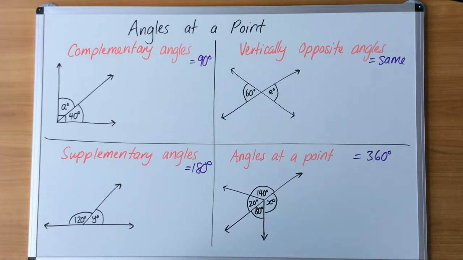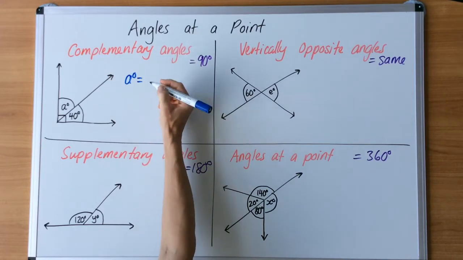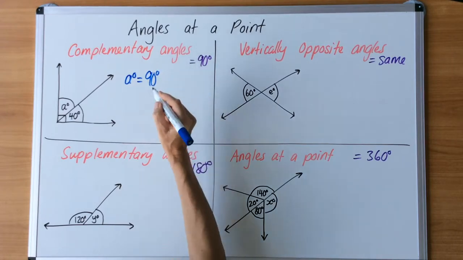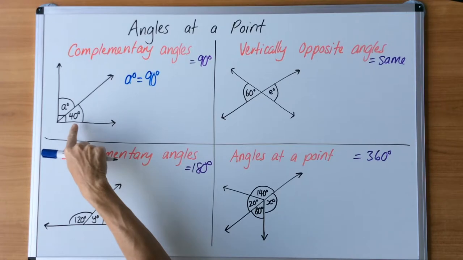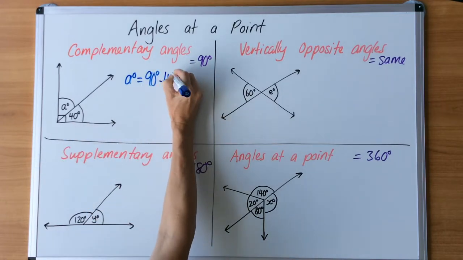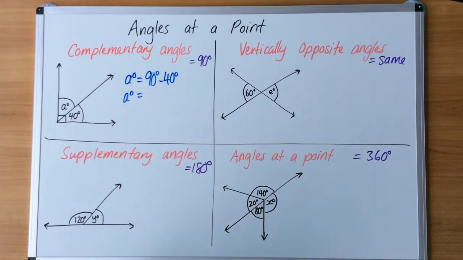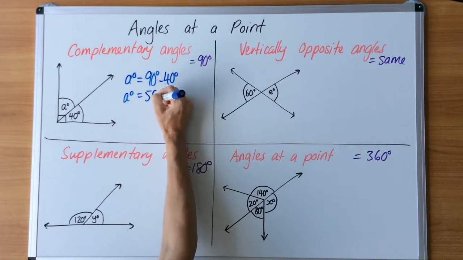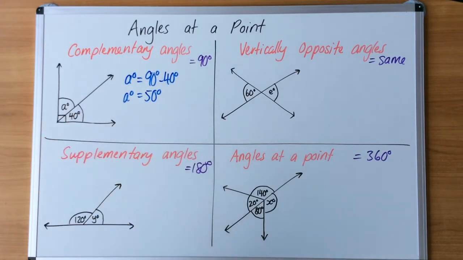So let's take a look at the first one here. We're trying to find angle A. So we go angle A equals, so A degrees equals. Now I know that all adds up to 90 degrees. So if I have 90 degrees and then subtract what I've been given here, which is 40 degrees, what I find that's left over will be my missing angle. 90 degrees minus 40 degrees is 50 degrees. So I've now solved the unknown angle.